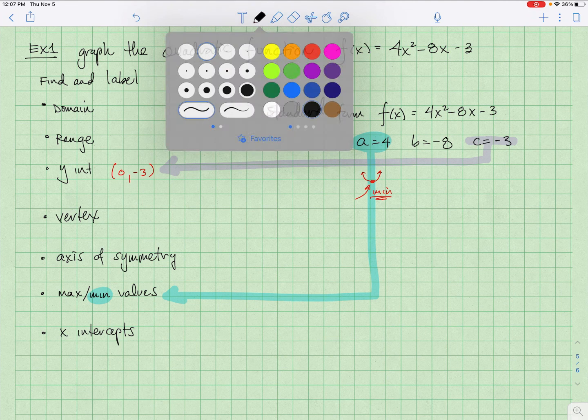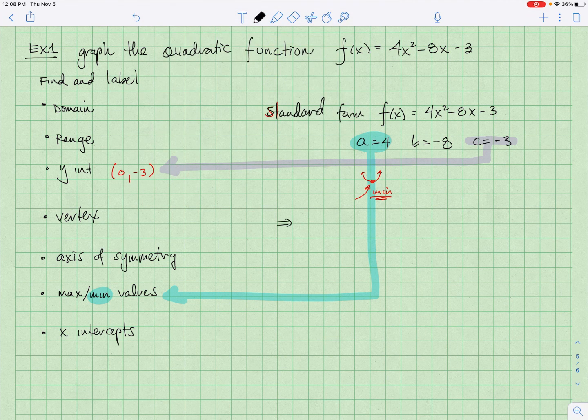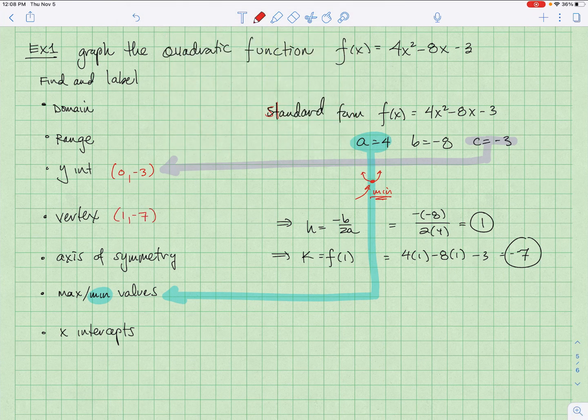From this information, we can then say that h is negative b over 2a, which is negative 8 over 2 times 4, which is 1. And then that tells me that the k value, which is f of 1, is 4 times 1 minus 8 times 1 minus 3, which is negative 7. So the vertex is (1, negative 7).